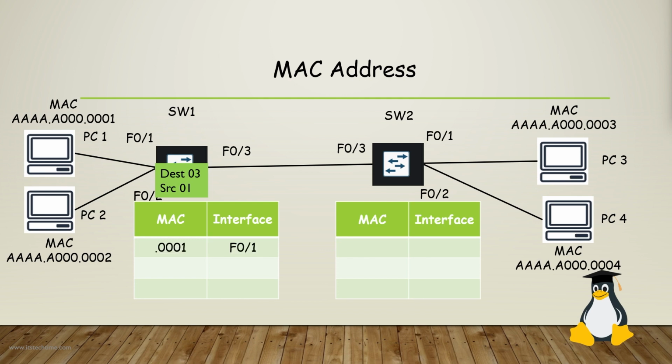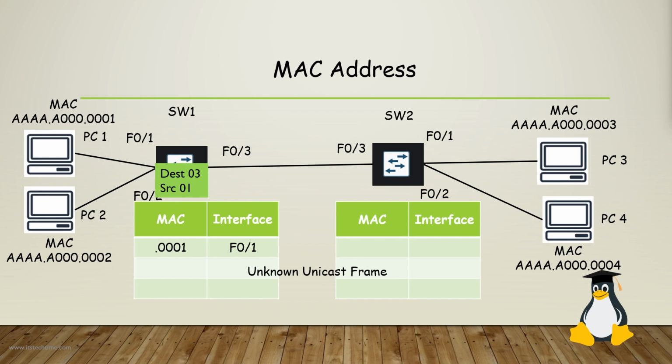Switch 1 learns PC1's MAC address by looking at the source MAC address on the frame, and then switch 1 puts that MAC address in its MAC address table along with the interface that it received the packet on. On a real MAC address table, you'll have the full MAC address. Here, I'm just writing it in a short form to keep things simple. And if you recall, a MAC address learned in this way is called a dynamically learned MAC address, or a dynamic MAC address for short.